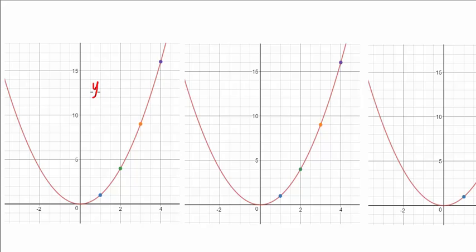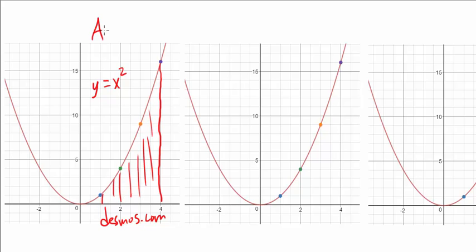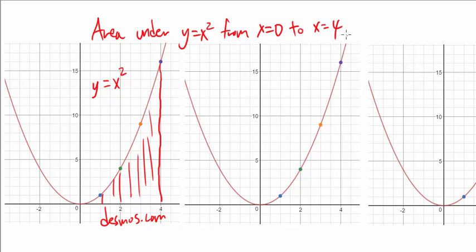We have the graph of y equals x squared once again. This is from desmos.com. And we wish to approximate the area under the curve from x equals 0 to x equals 4 once again. So we wish to estimate this area. So the area under the graph of y equals x squared from x equals 0 to x equals 4, this is what we want to approximate.